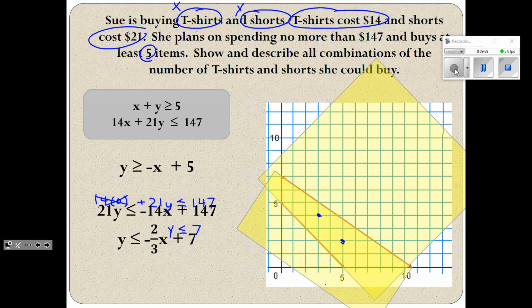Since x was represented by t-shirts, this is our t-shirts numbers down here, and y was represented by shorts, so the numbers over here represent the number of shorts, and we can find two possible combinations for that. That is creating and solving inequalities.